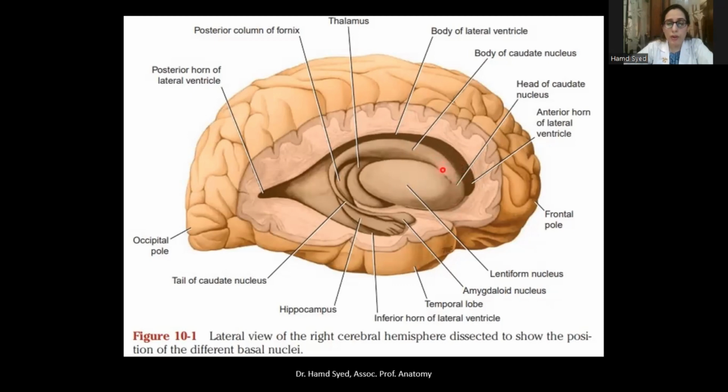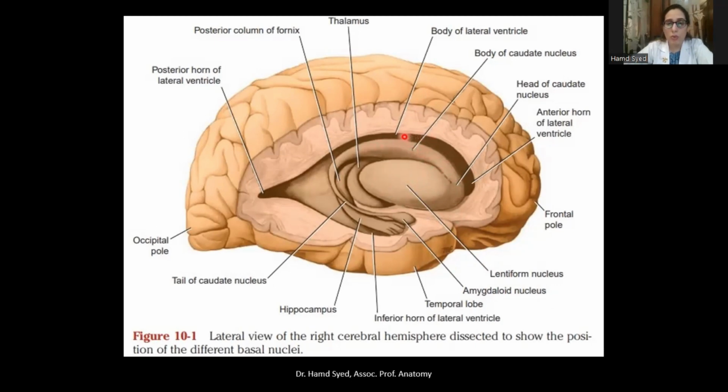Now, this head of the caudate nucleus is also continuous with this gray cellular mass, which is the lentiform nucleus. If you recall from the table, I told you the lentiform nucleus includes the putamen and the globus pallidus. So coming back to the caudate, the head is over here present anteriorly, and posteriorly it narrows into the body of the caudate nucleus.